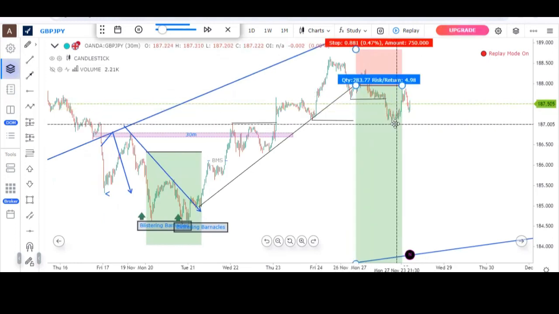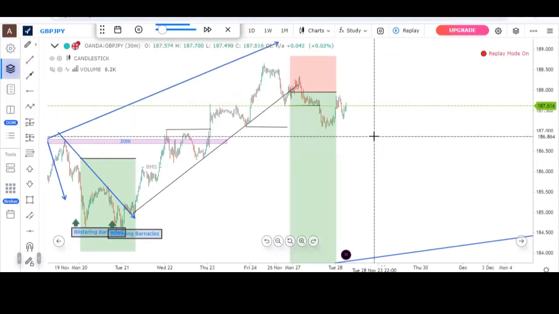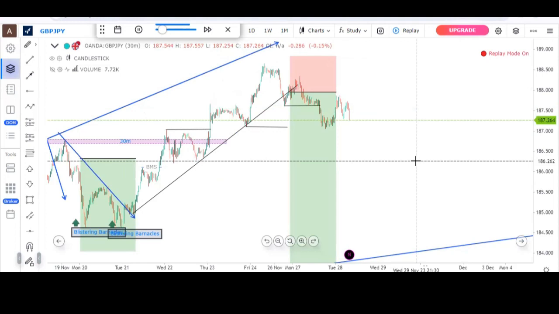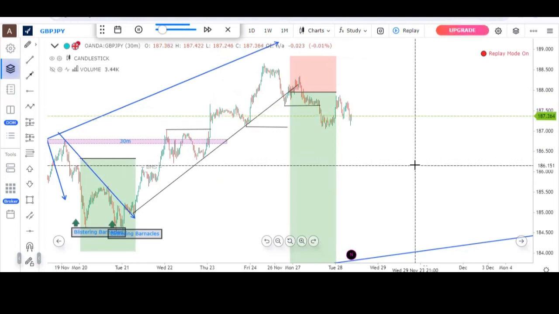Now it's going to break this trend. It's going to break this low. When it's coming back, it's going to break this low. That is how the forex market literally works. That is how most of the trading works.